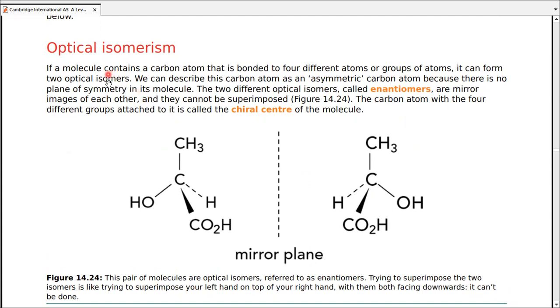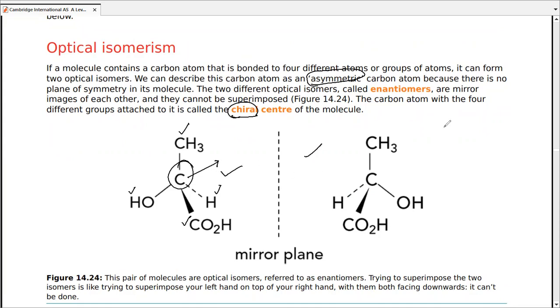For optical isomerism, if a molecule contains a carbon atom that is bonded to four different atoms or groups of atoms, like you can look at this one. This carbon atom is bonded to four different atoms or groups of atoms. One of them is hydrogen, one is an alcohol, one is a methyl group, and one is a carboxylic group. We can describe this carbon atom as asymmetric or chiral. It can be called a chiral center. It can also be called a chiral carbon.